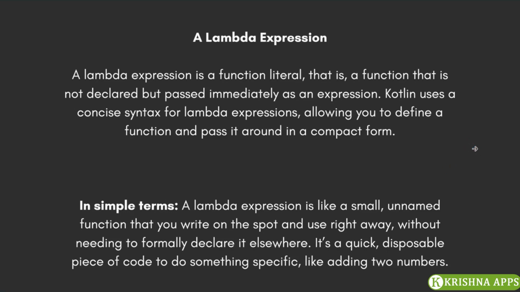What is a Lambda expression? A Lambda expression is a function literal, that is, a function that is not declared but passed immediately as an expression. Kotlin uses a concise syntax for Lambda expressions, allowing you to define a function and pass it around in a compact form. Simply put, a Lambda expression is like a small, unnamed function that you write on the spot and use right away, without needing to formally declare it elsewhere. It's a quick, disposable piece of code to do something specific, like adding two numbers.